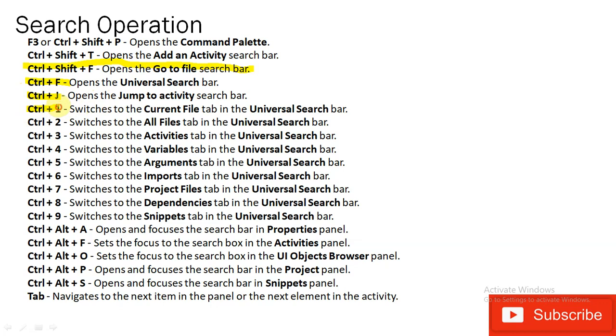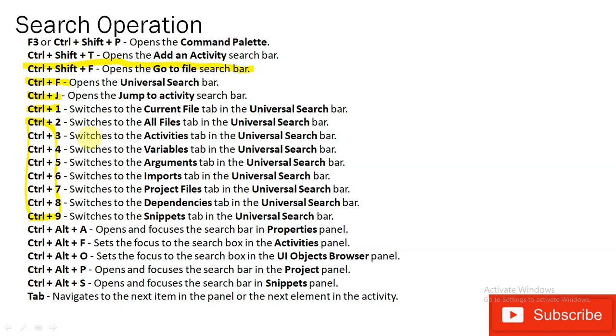Control plus 1 to 9 provides different file operations in the current file. Control plus 1 will help you switch from the current file to the universal search bar. Control plus 2 will help you switch from all files to the universal search bar. So all these operations are for jumping from one location to the universal search bar. As you can see, all nine are for jumping from whatever file you are working in to the universal search bar.